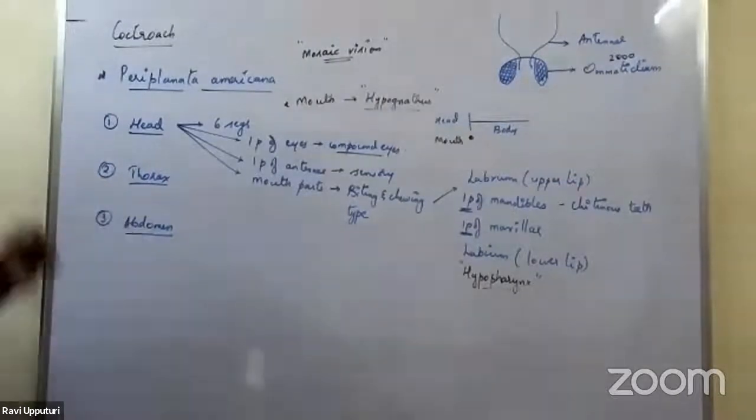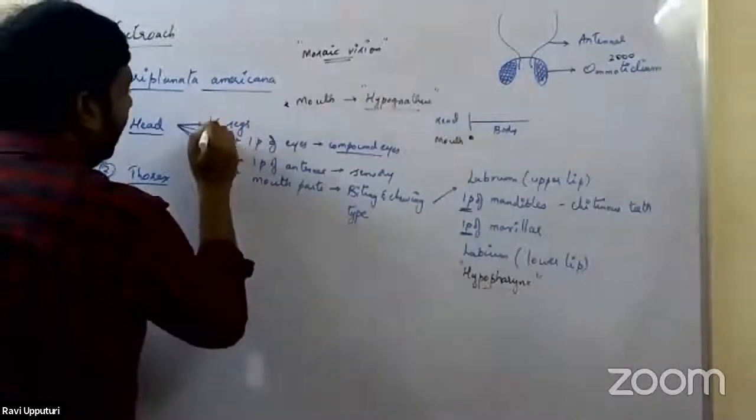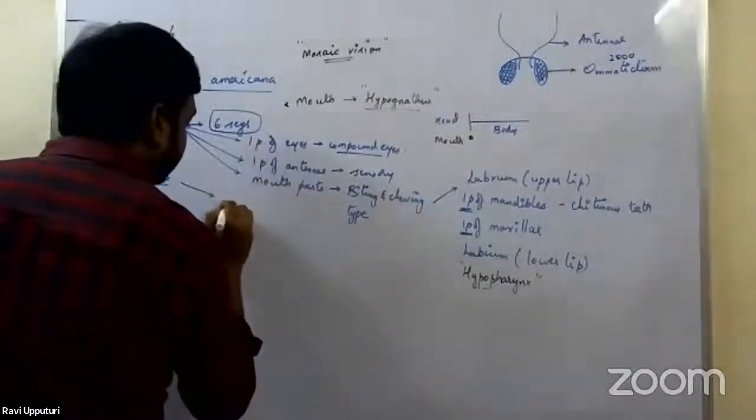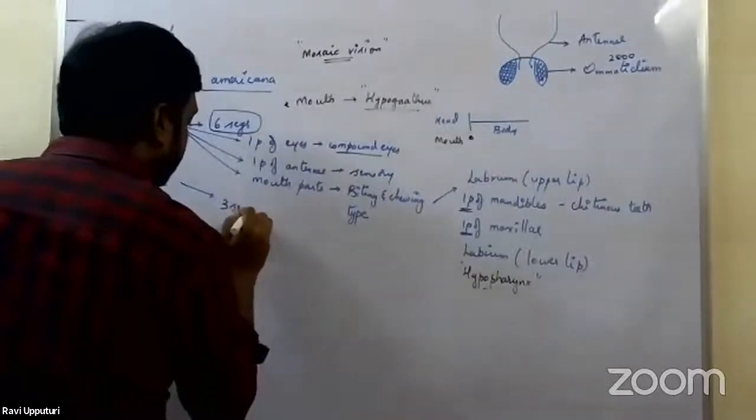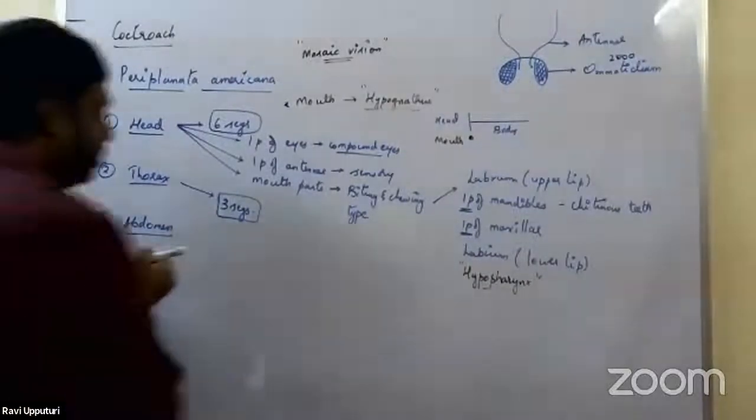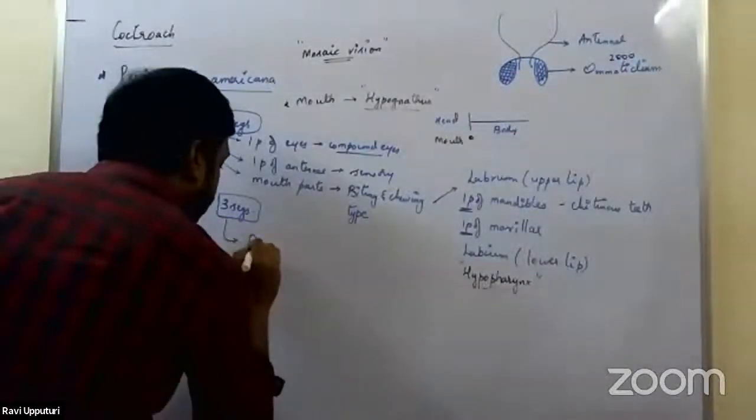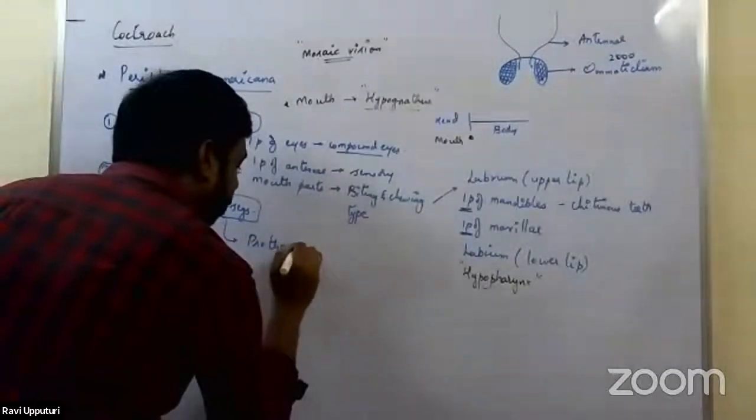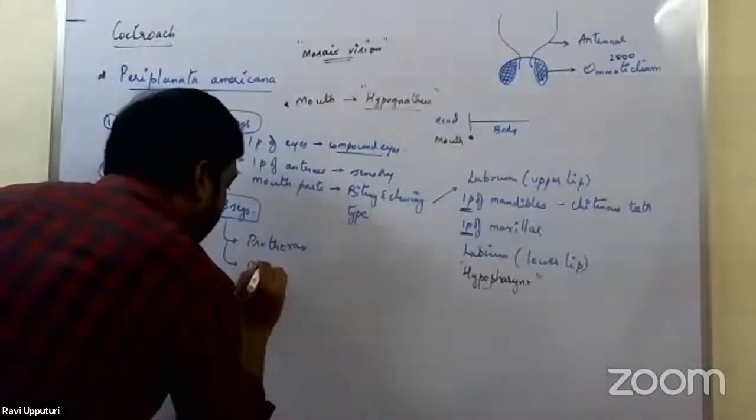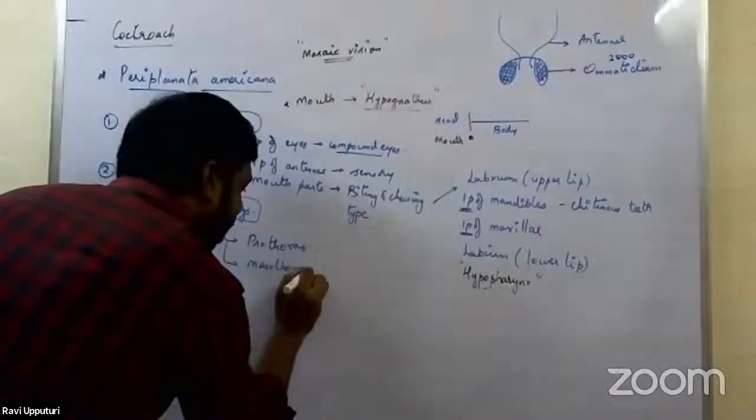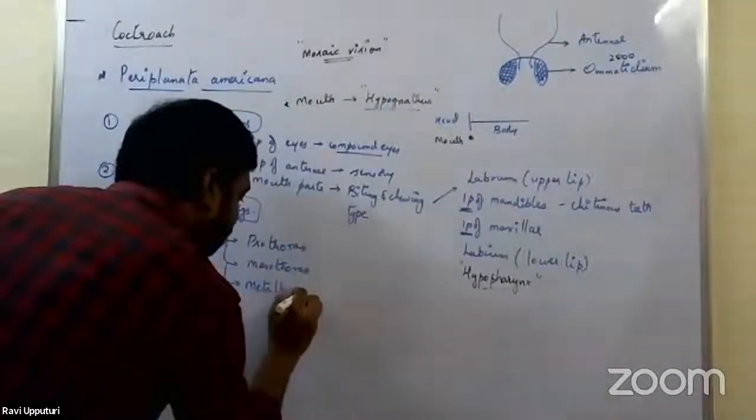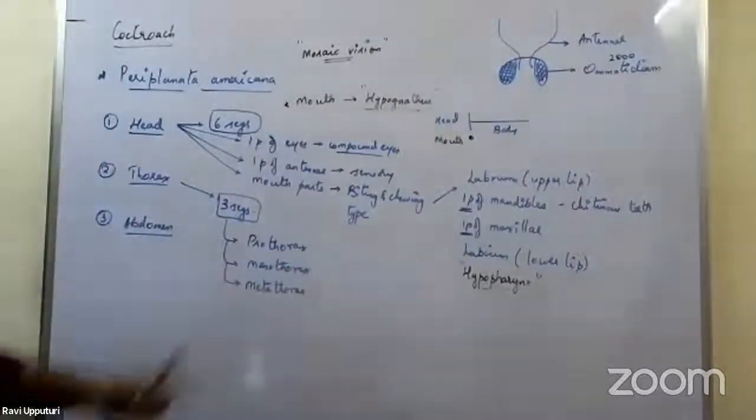Next, talking about the thorax. I told you the head has 6 segments. The thorax has 3 segments. What are those 3 segments? They include the prothorax, which is the first part of the thorax, then the second one called the mesothorax, and the third one called the metathorax.